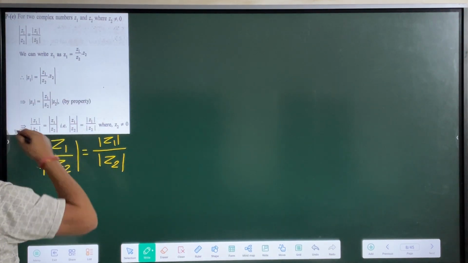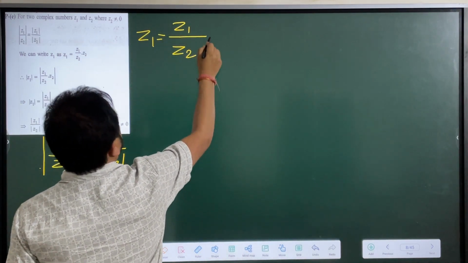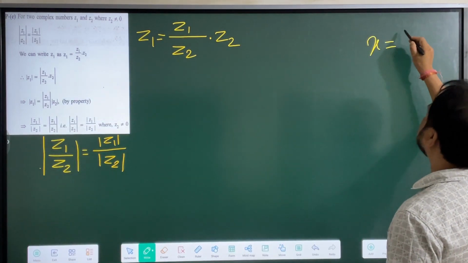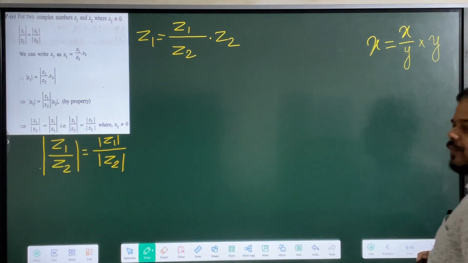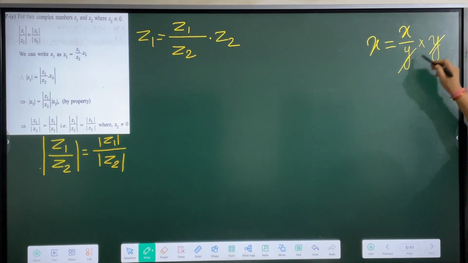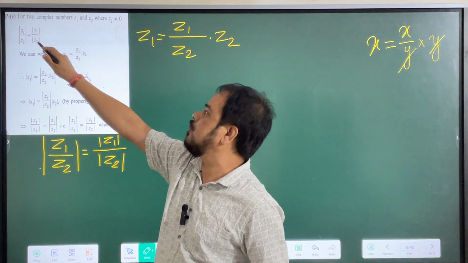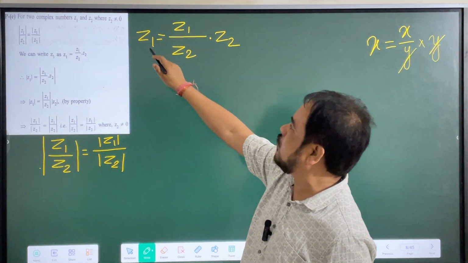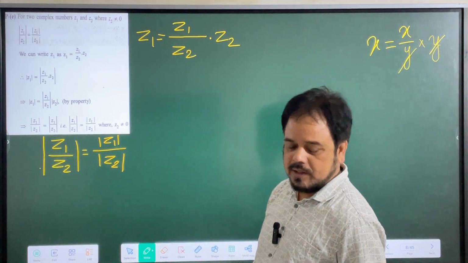How? Look here. Z1 is equal to Z1 by Z2 into Z2. Let me show you one example. X is equal to X by Y into Y. The same thing. If we cancel Y and Y, then we get X. So same thing here it is written. Why is it written like this? Because in the formula Z1, Z2 both are there. So first let's take Z1 equals Z1 by Z2 into Z2, and if we cancel, you can write it this way.